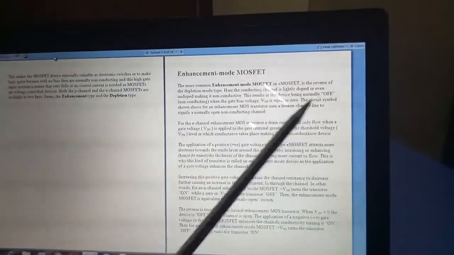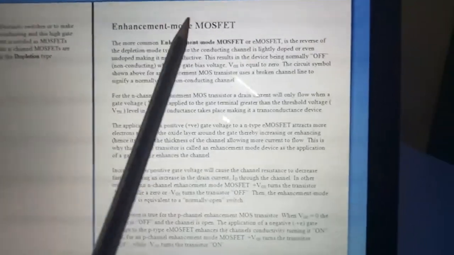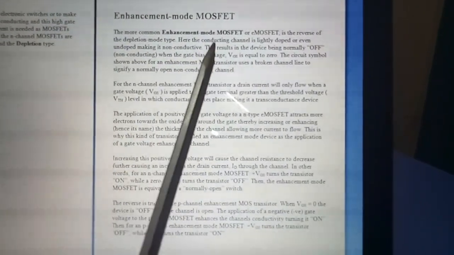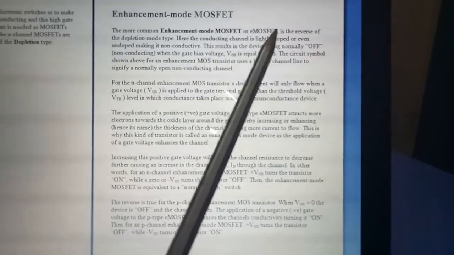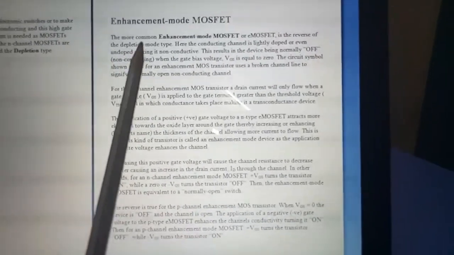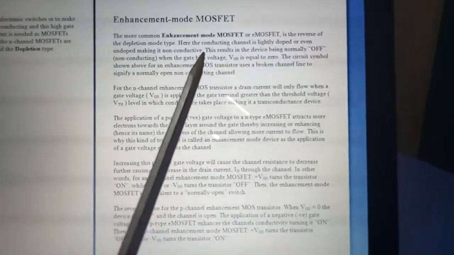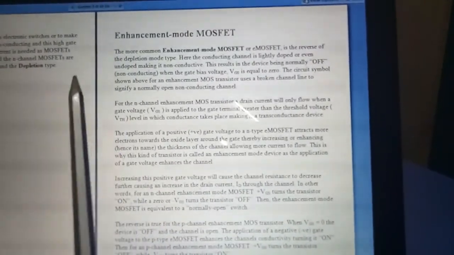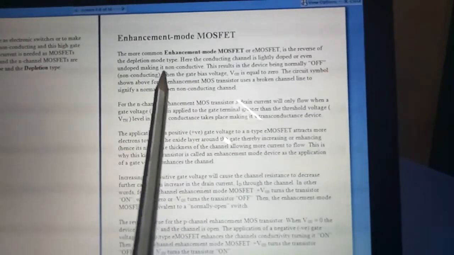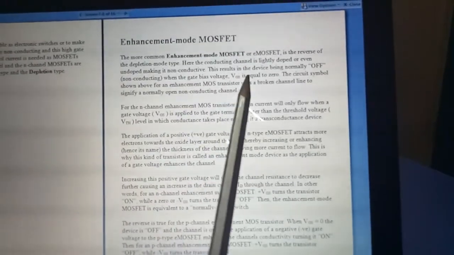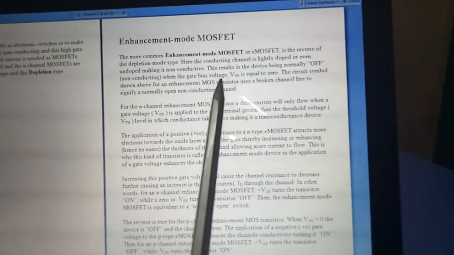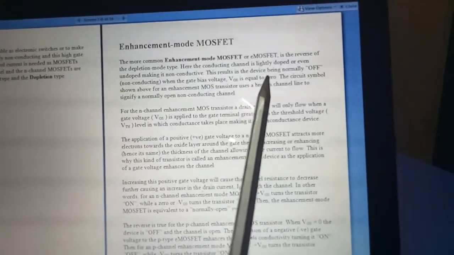Next we will see the enhancement mode MOSFET. The more common enhancement mode MOSFETs, or E-MOSFETs, are the reverse of the depletion mode type. Here the conducting channel is lightly doped or even undoped, making it non-conductive. This results in the device being normally off, non-conducting, when the gate bias voltage VGS is equal to 0.